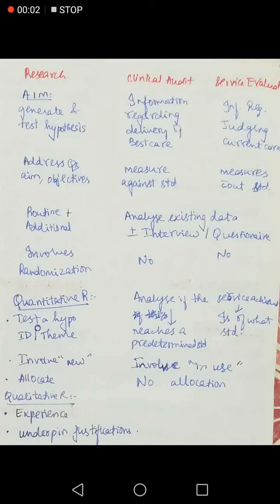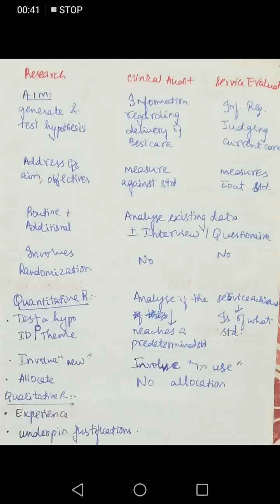So first is the aim. The aim of research is to generate and test the hypothesis, whereas for a clinical audit, we need to generate information regarding the delivery of best care. And service evaluation is information regarding judging the current care. In research, we are going to address the questions, various issues, aims, and objectives. Whereas in a clinical audit, we measure. In a service evaluation also we measure, but in clinical audit we measure against a standard, whereas service evaluation does not need a standard at all.